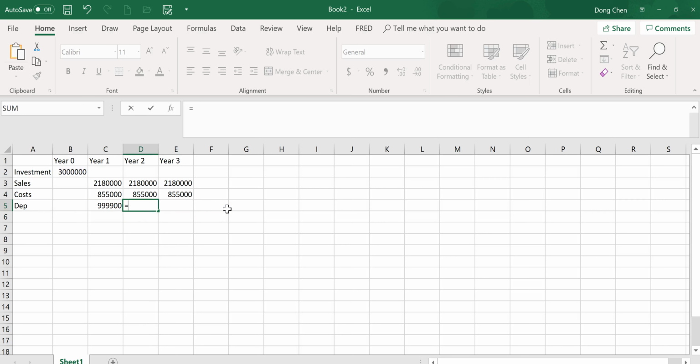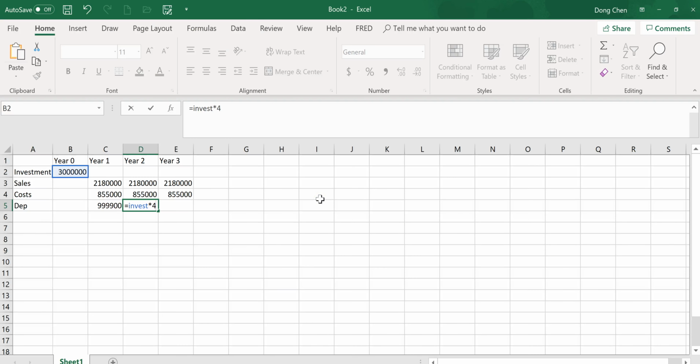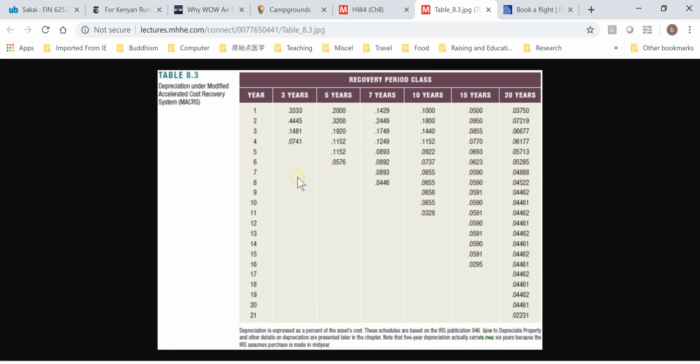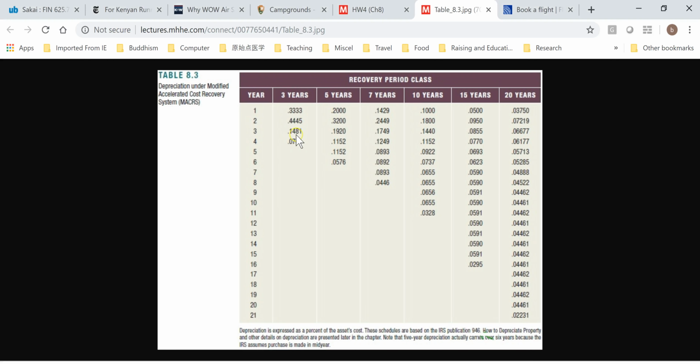And second year's depreciation is similarly calculated: equals the investment times, go back to the MACRS table, second year is 0.4445. Now the third year, again, that's based on the initial investment times the third year's MACRS percentage, which is 0.1481.